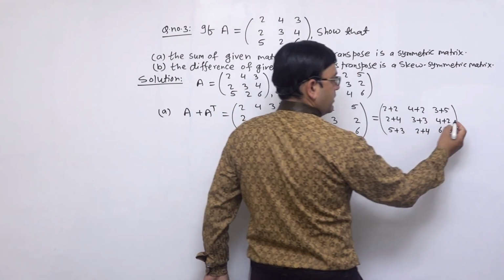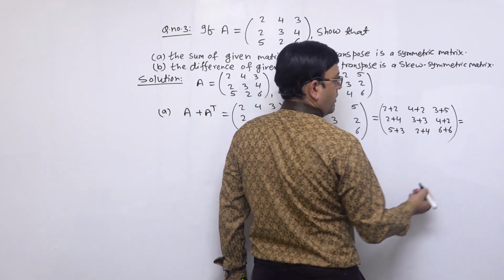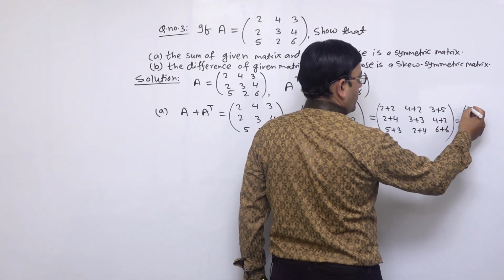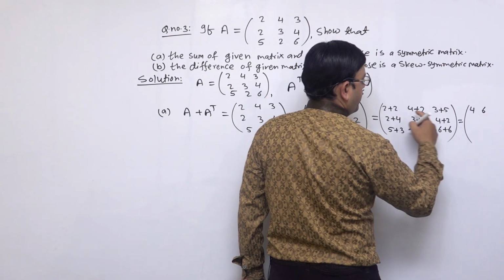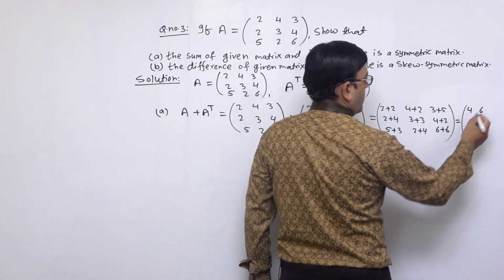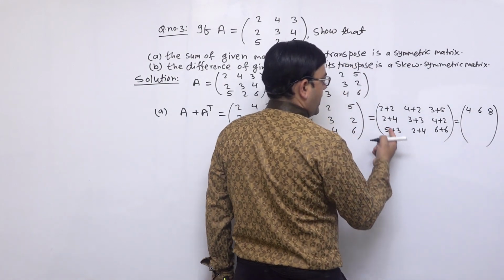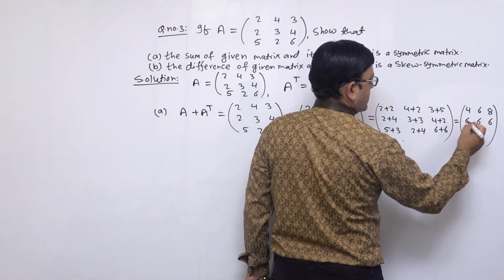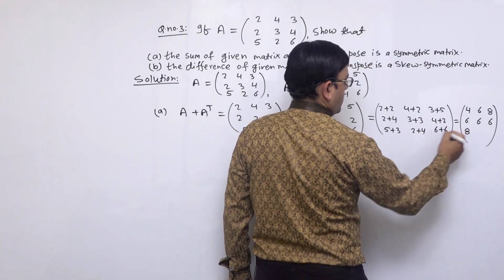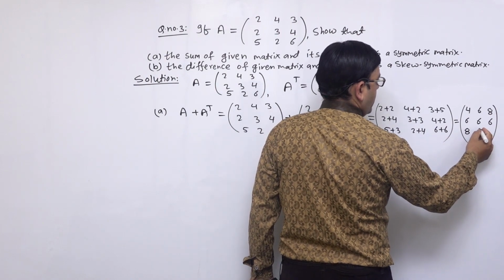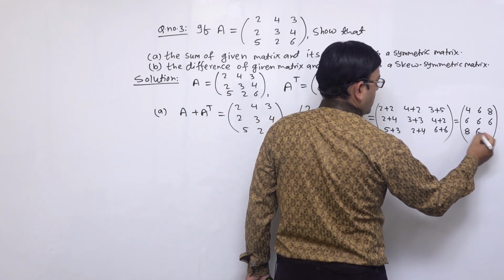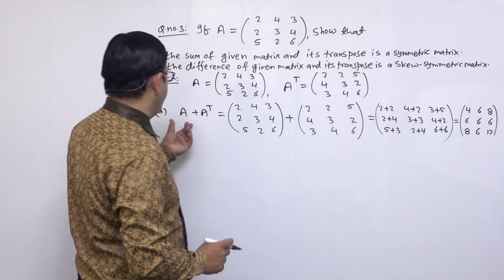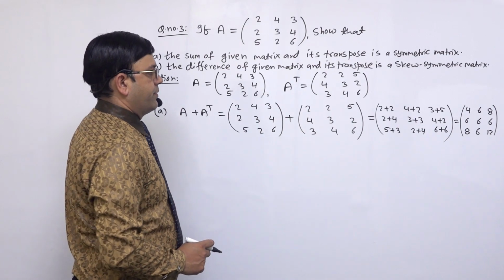We have this equals to 2 plus 2 is 4, and then 2 plus 4 plus 2 is 6, and then 8. Similarly, we have 2 plus 4 is 6, and also 6. Here is 8, and here is also 8. 4 plus 2 is 6, and 6 plus 6 is 12. This is the A plus A transpose matrix.